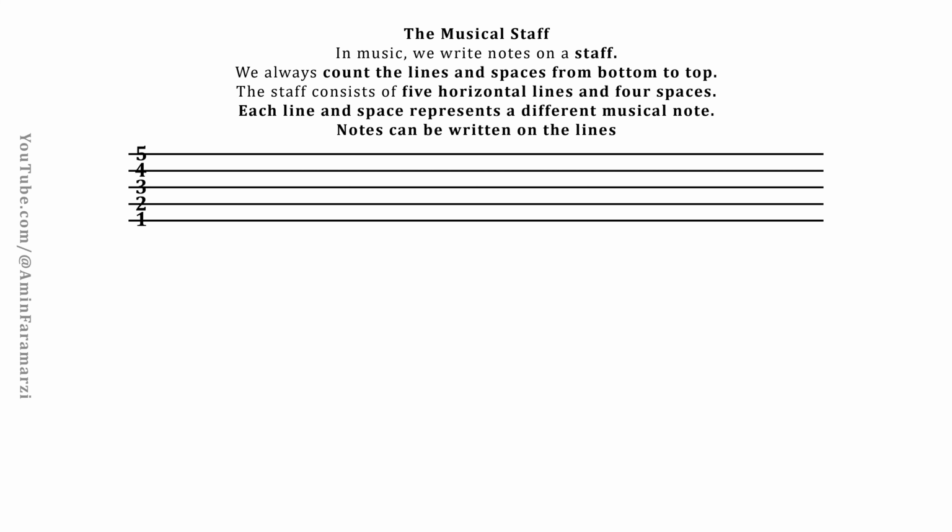The musical staff. In music, we write notes on a staff. We always count the lines and spaces from bottom to top. The staff consists of 5 horizontal lines and 4 spaces. Each line and space represents a different musical note.